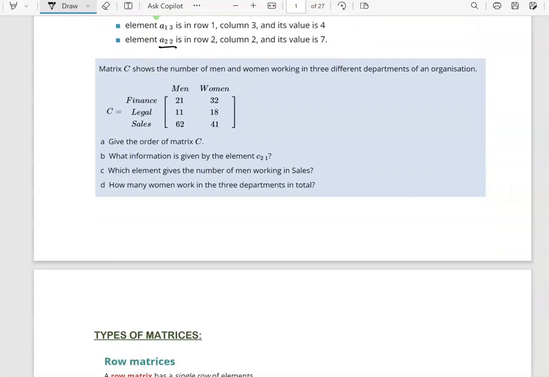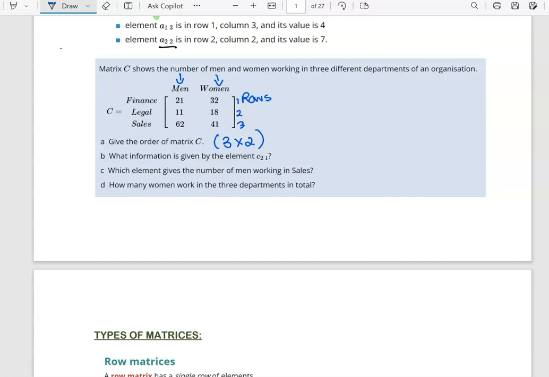So matrix C shows the number of men and women working at 3 different departments in an organization. Let's go through and answer these questions. First of all, what's the order of the matrix? Remember, order, what goes first? Rows. How many rows do we have? 3. And how many columns? Columns is 2. So it's a 3 by 2.